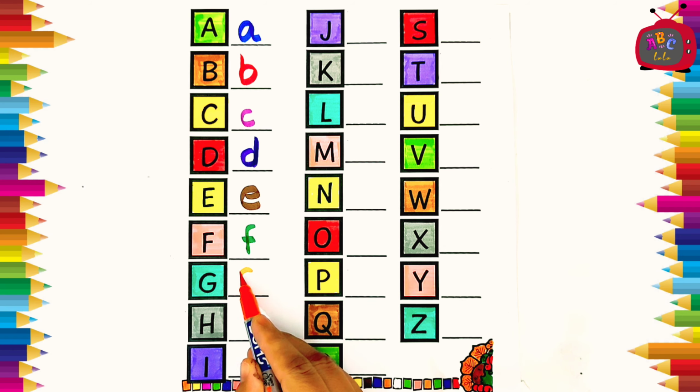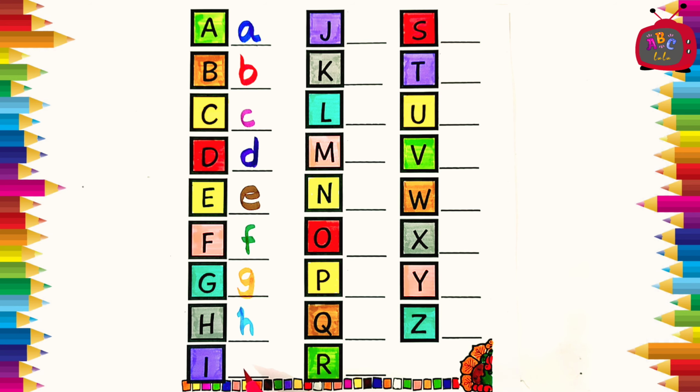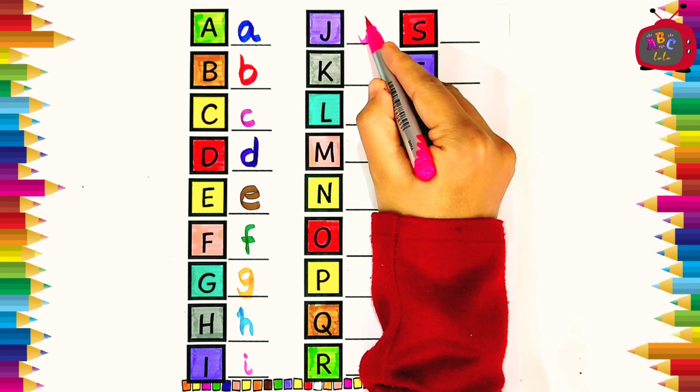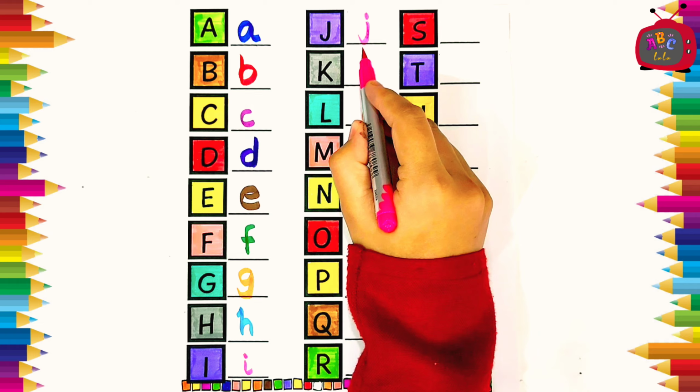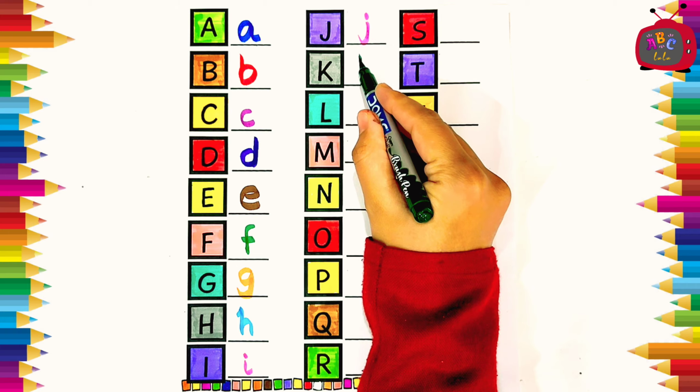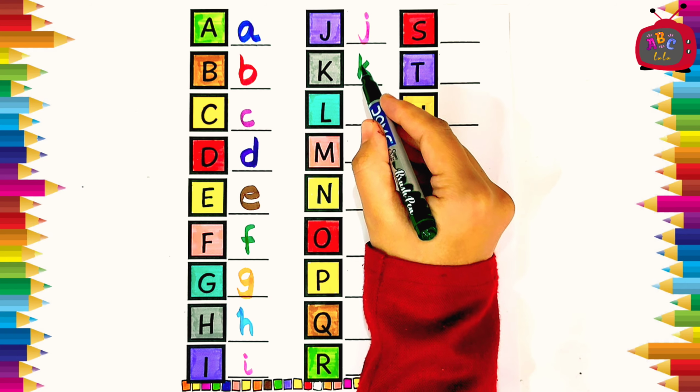Capital G, small g. Capital H, a small h. Capital I, a small i. Capital J, a small j. Capital K, a small k.